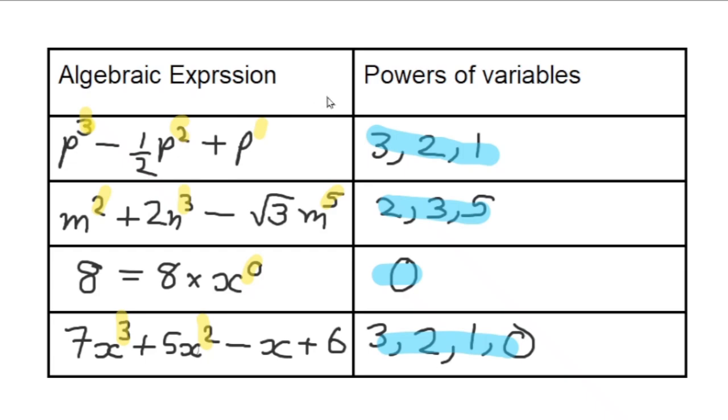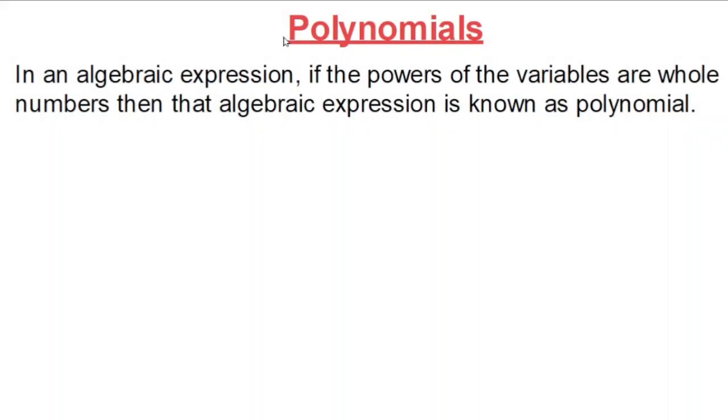Now we will see the definition of polynomials. The definition is: in an algebraic expression, if the powers of the variables are whole numbers, then that algebraic expression is known as a polynomial. The power should be a whole number. Whole numbers are 0, 1, 2, 3 and so on. The powers of the variables should be whole numbers. Then that algebraic expression is called a polynomial.